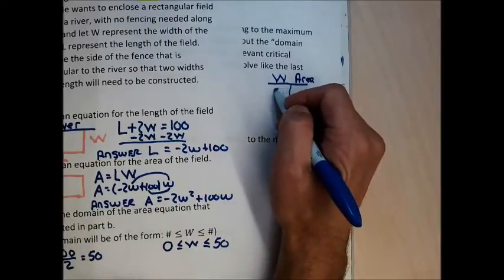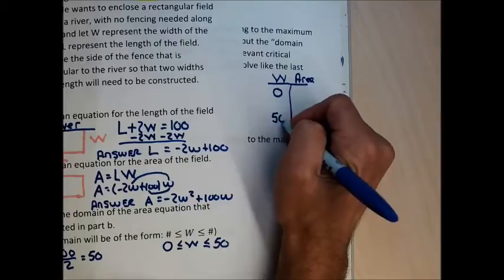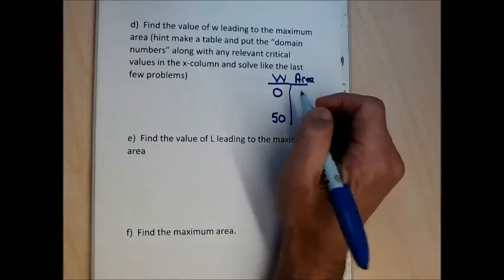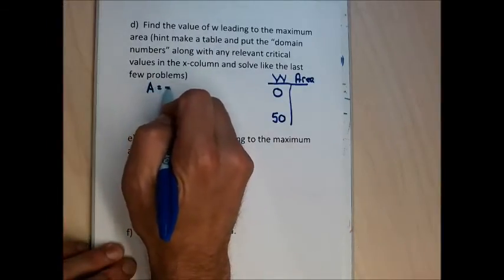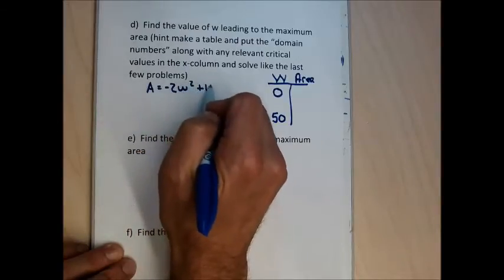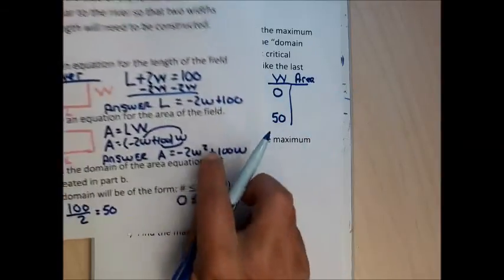And I know that the smallest width is 0, the biggest width is 50, and there's got to be some width between it that probably is optimal. And in order to find the value where it might have a maximum, I'm going to take the area equation that we developed in part B, which is that equation there.